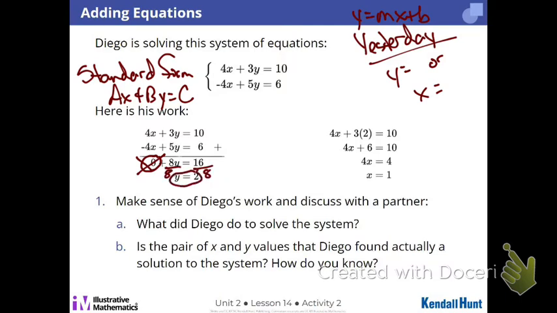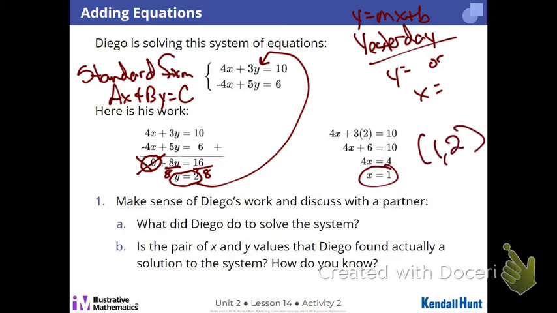So we still haven't established if this is okay to do or not, but this is what Diego did. Okay? Then what did Diego do with that y equals 2? Yeah, just like we did yesterday, substitute it in, and we got x equals 1. So the answer is 1, 2. Let's check it. That's the next part.